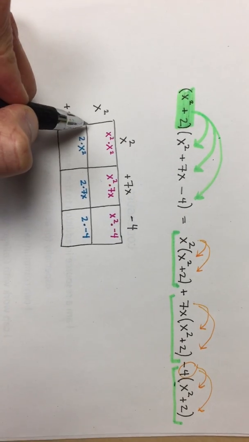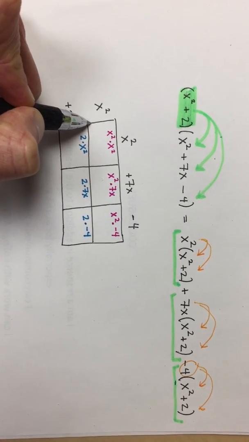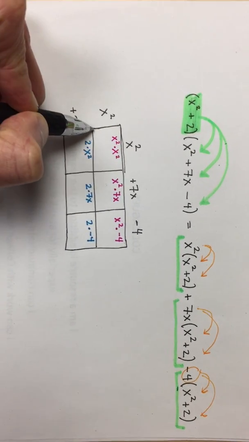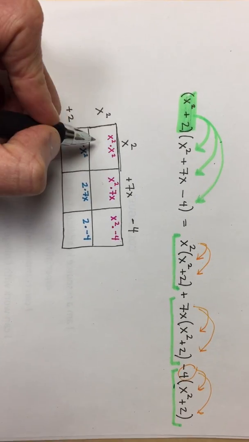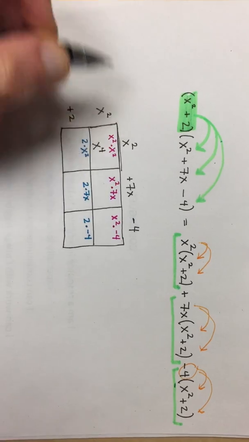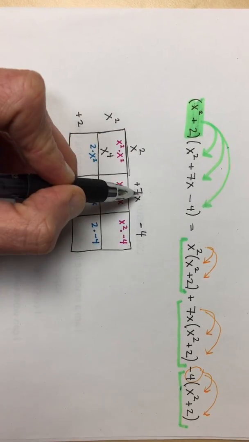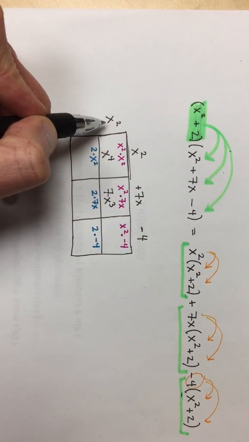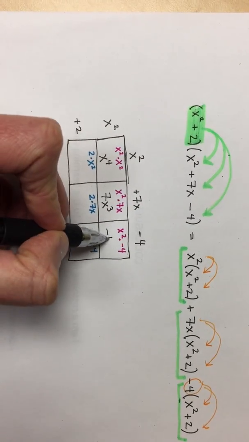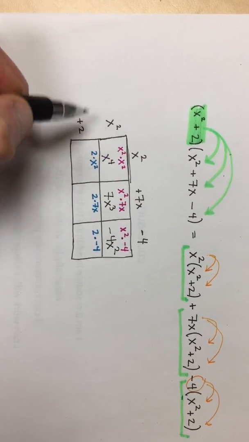And now I just multiply. It's called the area model because the area of a rectangle is length times width. So if I multiply the length times width of this box, x squared times x squared is x to the 4th. X squared times 7x would be 7x cubed. X squared times negative 4 would be negative 4x squared.